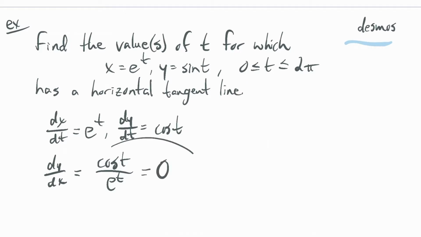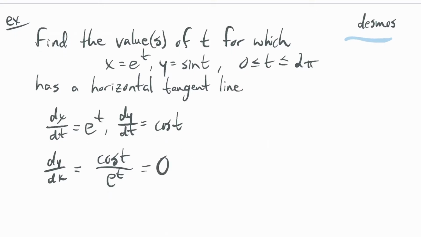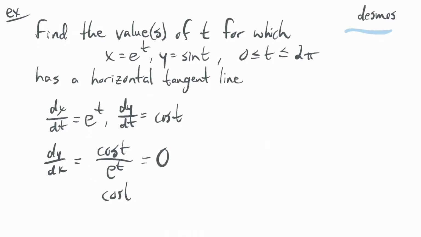So I want to solve this equation. Basically, I want to look for where cosine of t is equal to 0 in this interval. Well, that's going to be pi over 2 and 3 pi over 2. Okay. Now, what are the x and y coordinates there? I found the t values, but I also want to know what points those are.